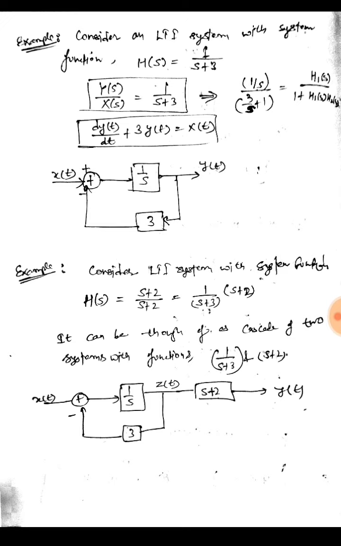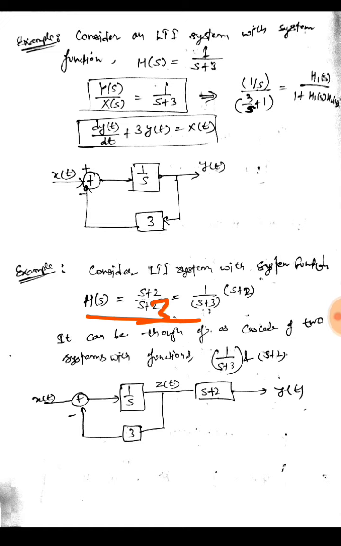So this is how you can draw the block diagram for a first order system, because the power of s in the denominator of 1 upon s plus 3 is 1. So you can easily see that it is a first order system. Now let's take another example and try to represent it in block diagram form. We are given that H(s) is equal to s plus 2 upon s plus 3.